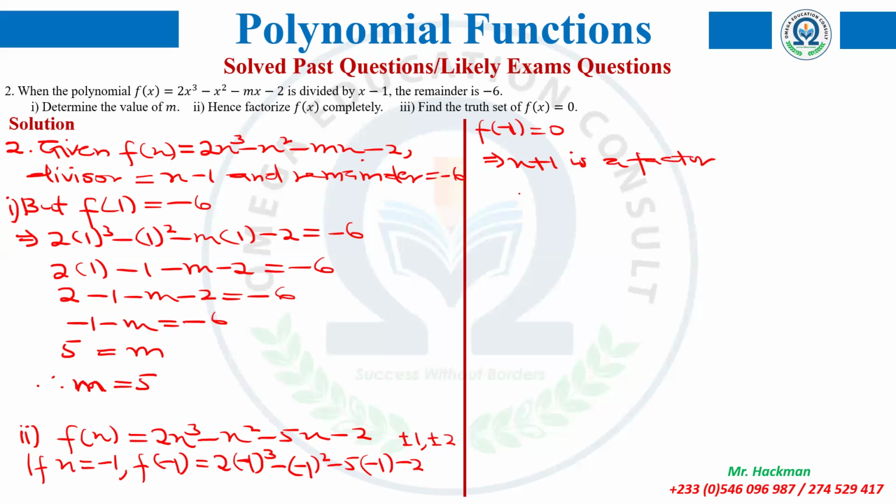So you come and set up your long division. So x plus 1, remember you write close to the margin. I left a space here, a line here, because I know my quotient will go there. Now your given polynomial is your dividend. So you write it here: 2x cubed, minus x squared, minus 5x, then minus 2.